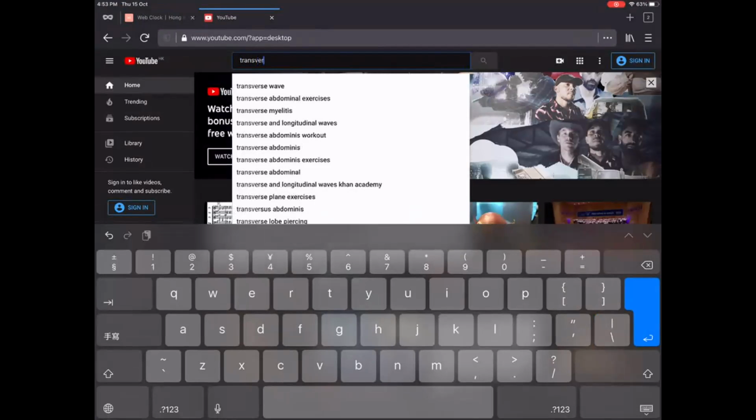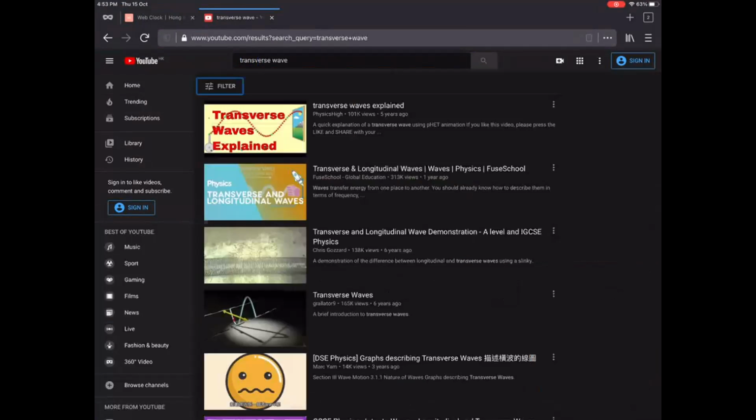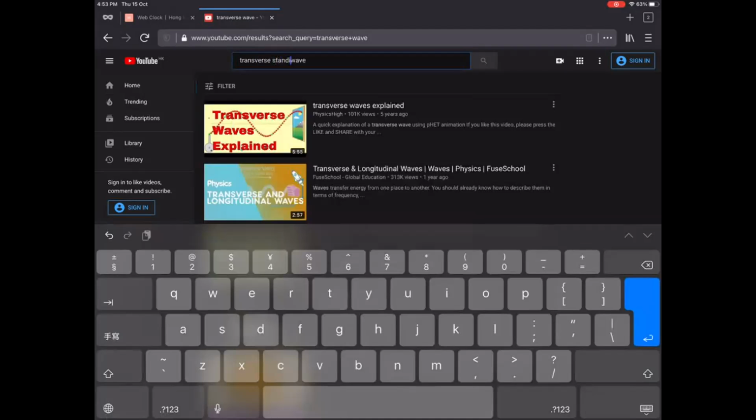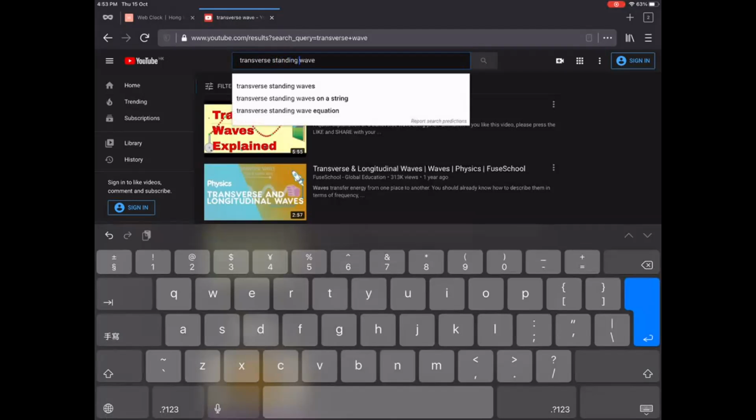Transverse wave. Transverse standing wave, maybe, on the string.